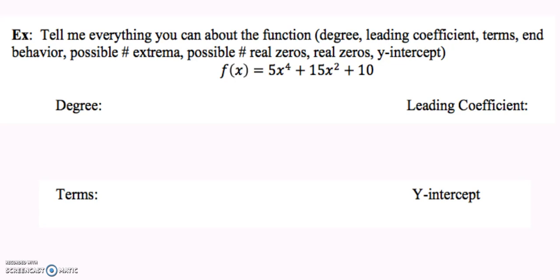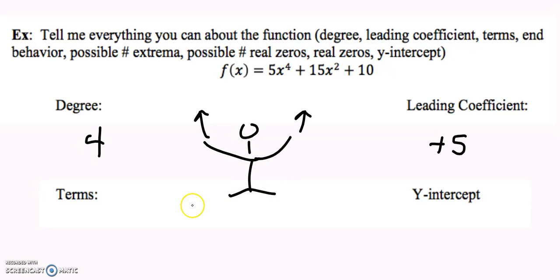So let's see if you got the right answer. The degree of this function is going to be 4, and the lead coefficient is going to be a positive 5. Now, even degree with the positive coefficient means my end behavior will be pointing up.